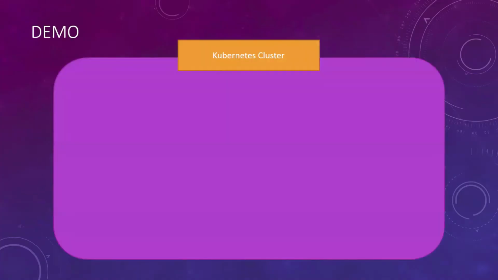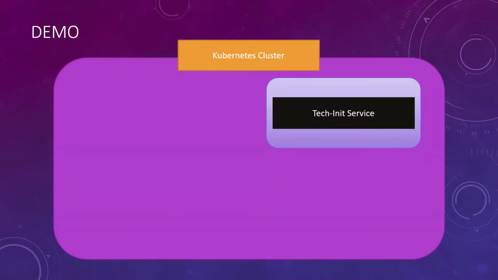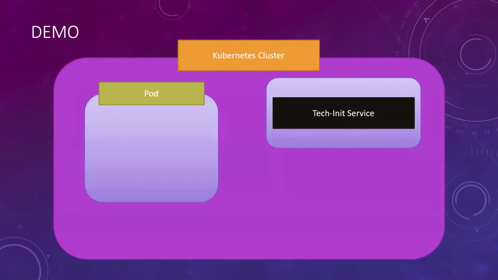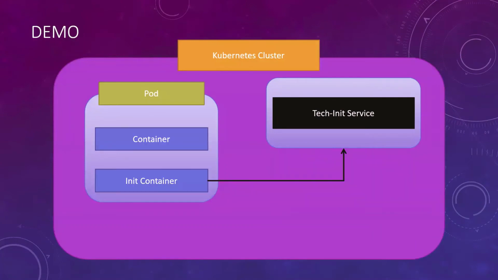In the demo, we're going to demonstrate the following. There is a service called tech init service, and we're going to create a pod which will contain a container and an init container. This init container will make sure this tech service is reachable. Until this tech service is reachable, this main container will be in a wait state. Okay, let's see the demo.